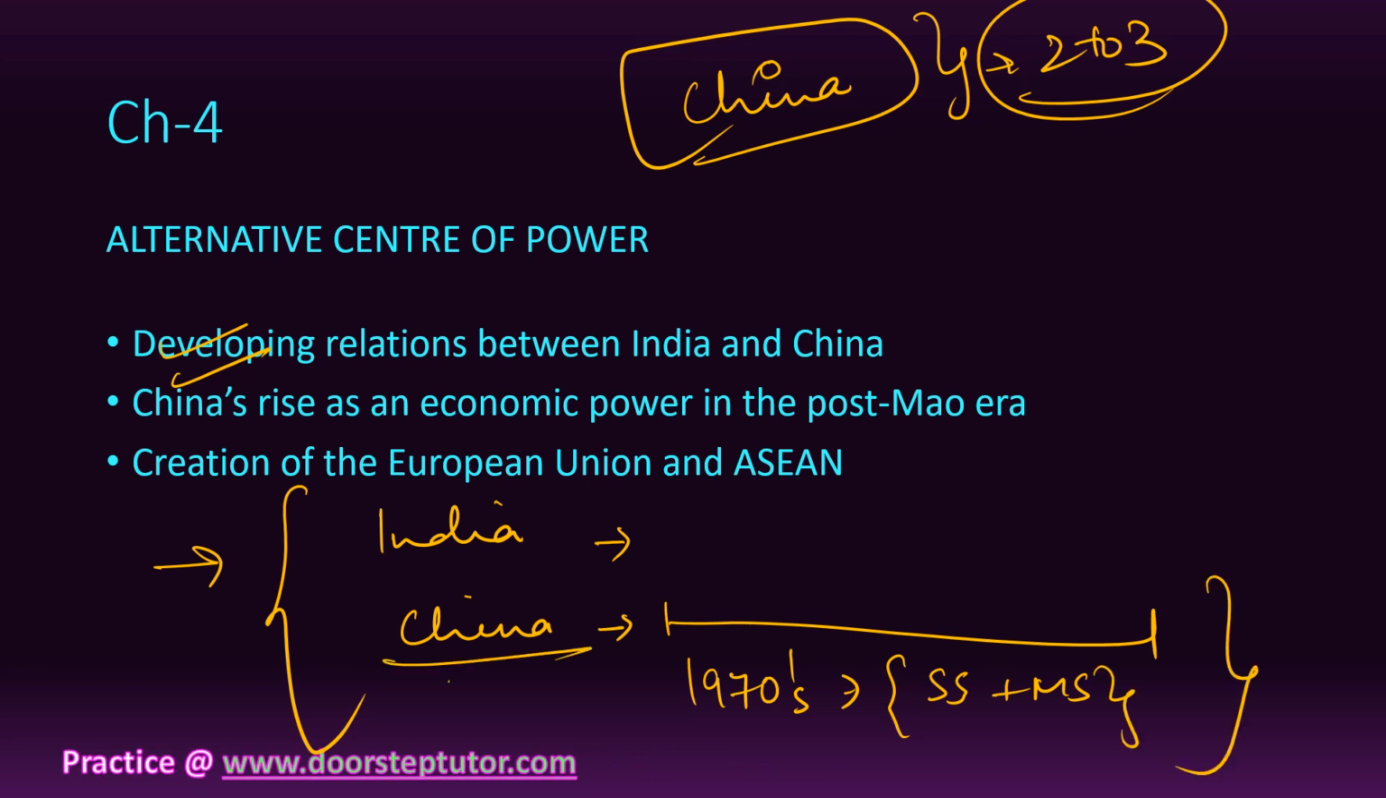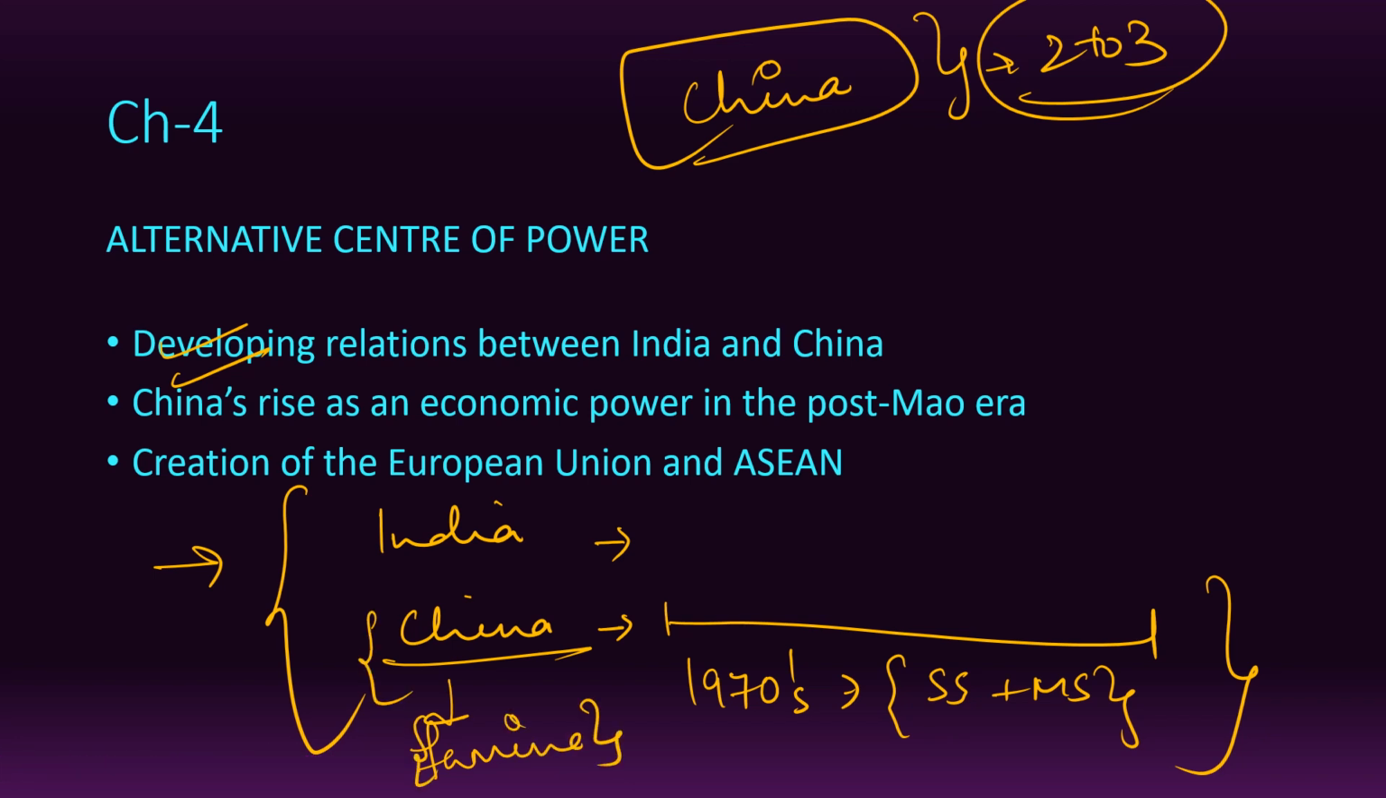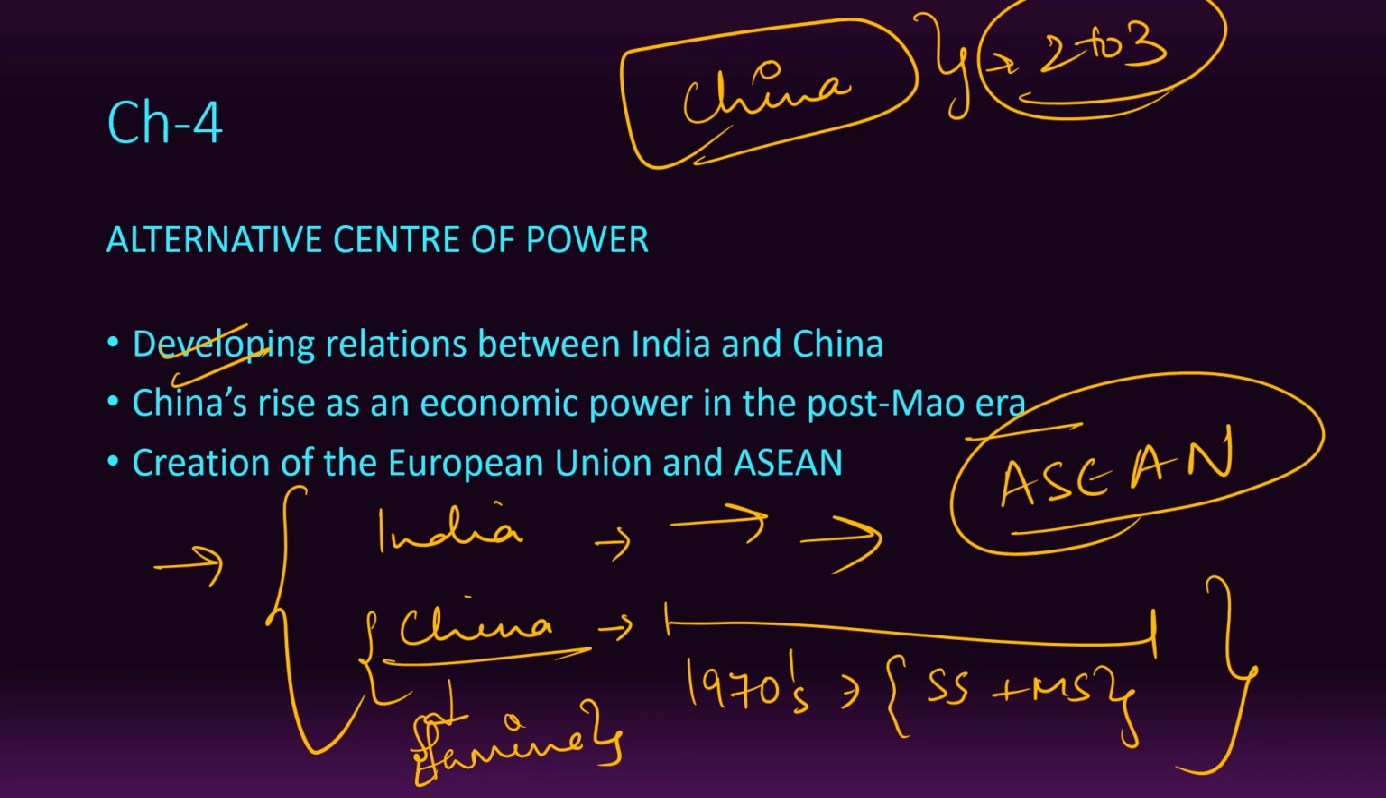There was a time when China was facing massive famines. There were a lot of debts. So what were the initiatives that were taken by China and what led India to be behind? So China's rise as an economic power in the post-Mao era and the creation of the European Union and your ASEAN. When I talk about ASEAN, what is this ASEAN? So from current context also, this is important. That ASEAN is the Association of Southeast Asian Nations and it is a regional organization.